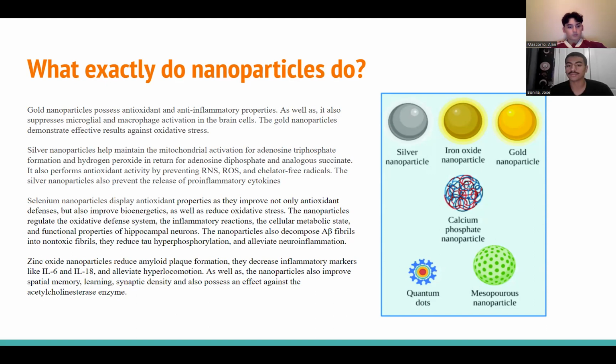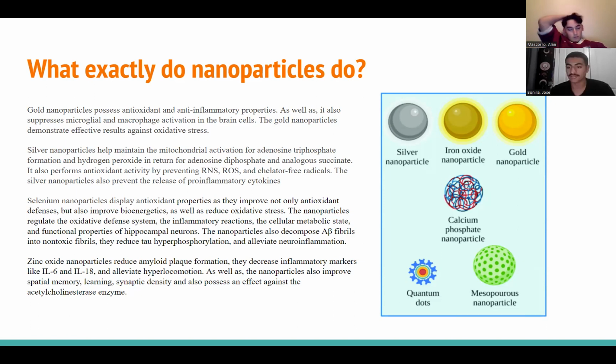The third one will be selenium nanoparticles. It's very similar to gold particles, since it also displays antioxidant properties. It improves antioxidant defense and reduces oxidative stress. The reason this is so important for all three main particles is that as the disease progresses, the memory gets worse. So these particles will help slow it down and keep the memory the same as Alzheimer's progresses, so it doesn't get worse.